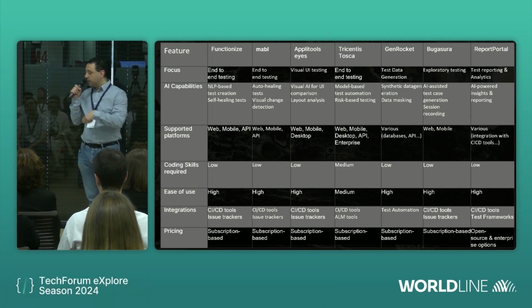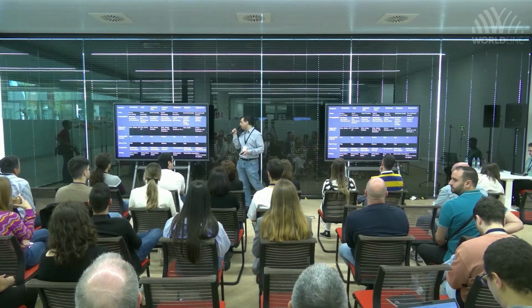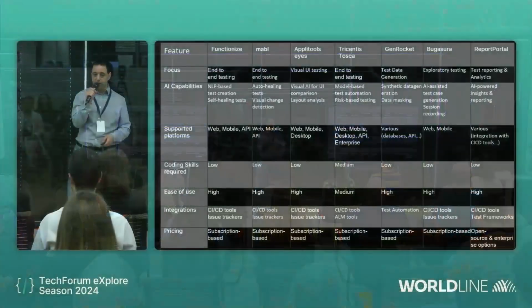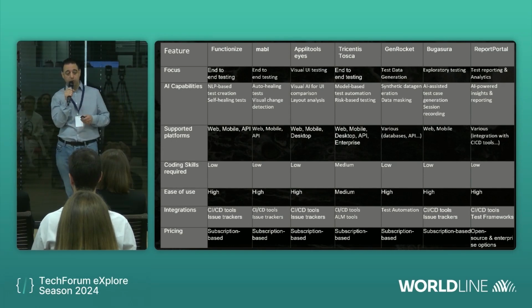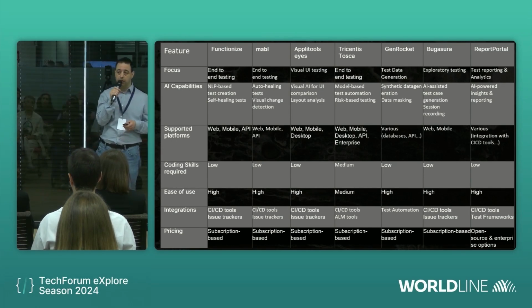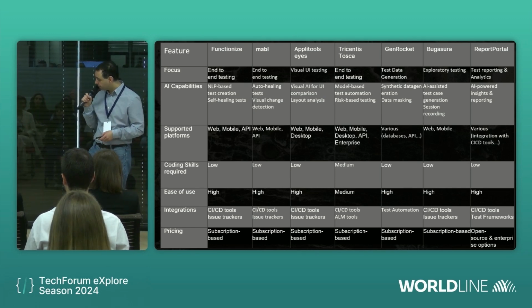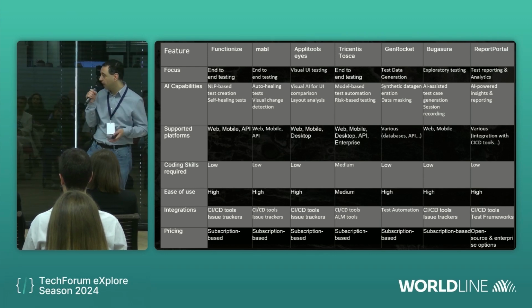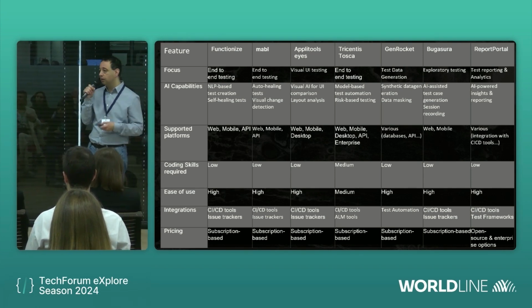So here, this is a basic summary of what we have seen, right? The first three, maybe four, are quite similar. They are for end-to-end testing. GenRocket is for test data generation. Bug Assura is an issue tracker, and Report Portal is for analyzing the results. All of them are subscription-based, which means none is free, although there are some basic, very limited free options. And more or less the effort you have to put into them and the price is the same, with the exception of Tosca, which is supposed to be a little more expensive and a little harder to get into.